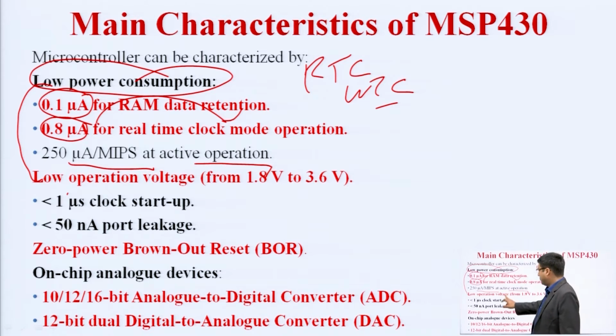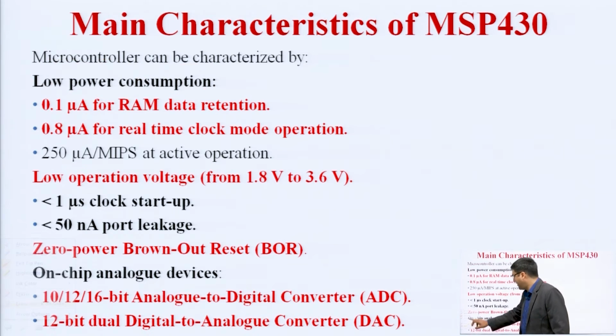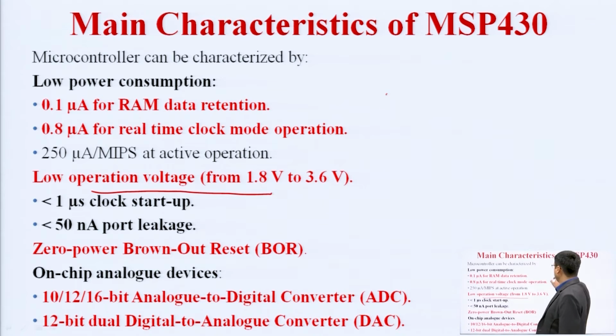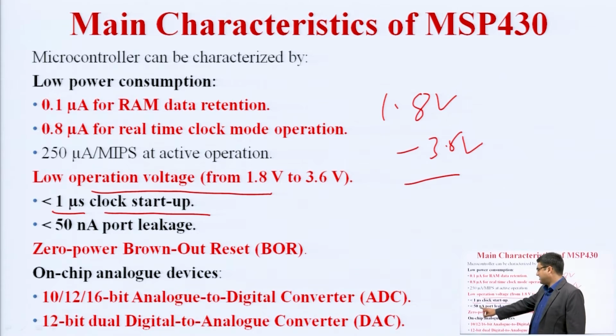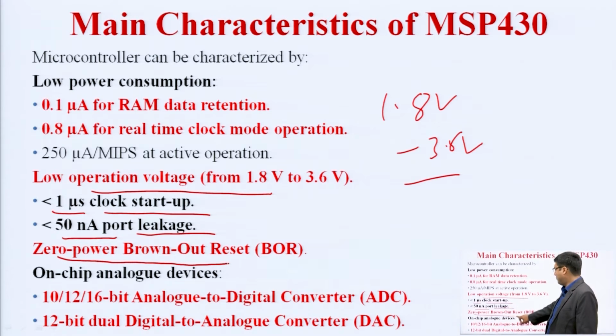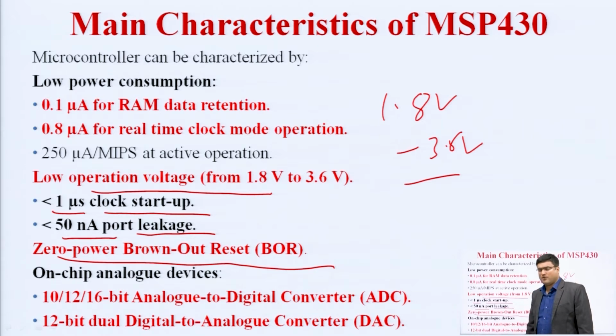Low operation voltage, the second feature, is that it has a very low operation voltage, that is from 1.8 volt to 3.6. We have seen that it has a very low power consumption. It has less than 1 microsecond clock startup when we are providing the clock to the system. It has less than 50 nanoampere in case of port leakage. Another feature is that it has a zero power brownout reset circuit. We will see what is the meaning of the brownout circuit in our block diagram.